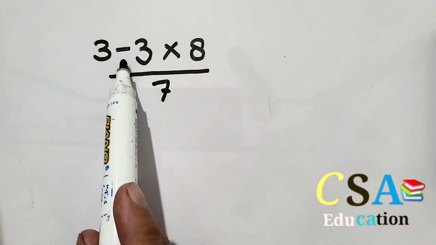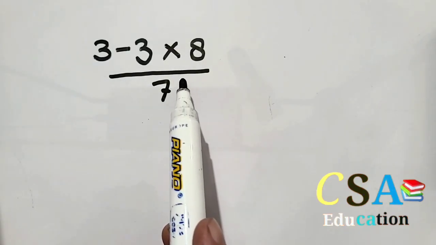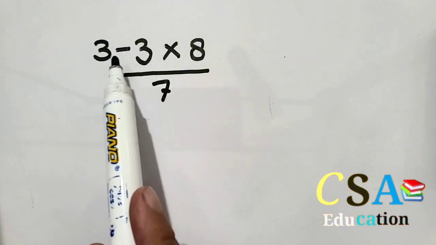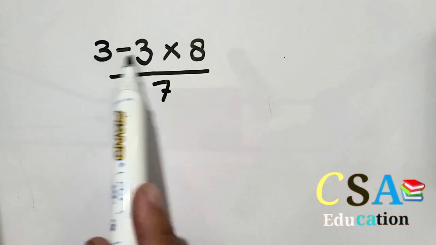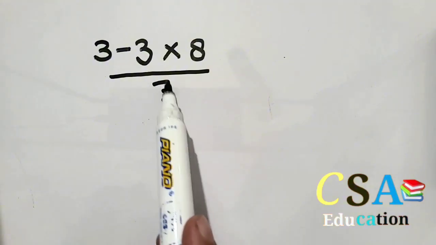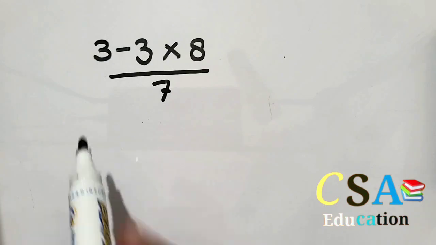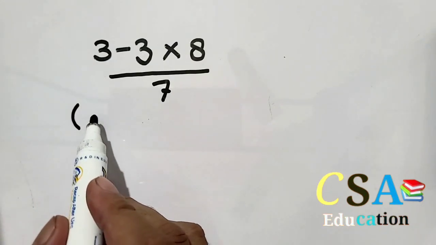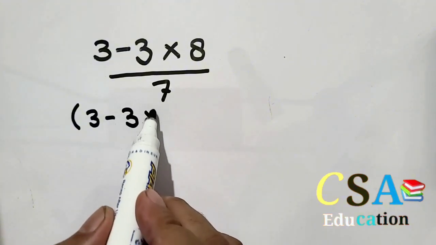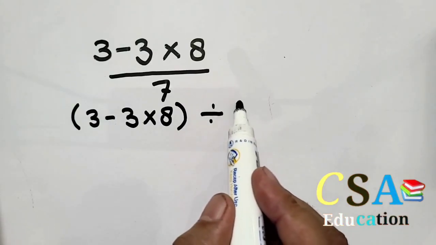The question is 3 minus 3 times 8 divided by 7. Respected audience, we have to make two parentheses. The first parentheses will include the numerator, and the second will include 7. As it is single, we don't need to make parentheses in it. So, the first parenthesis will include 3 minus 3 times 8 divided by 7.